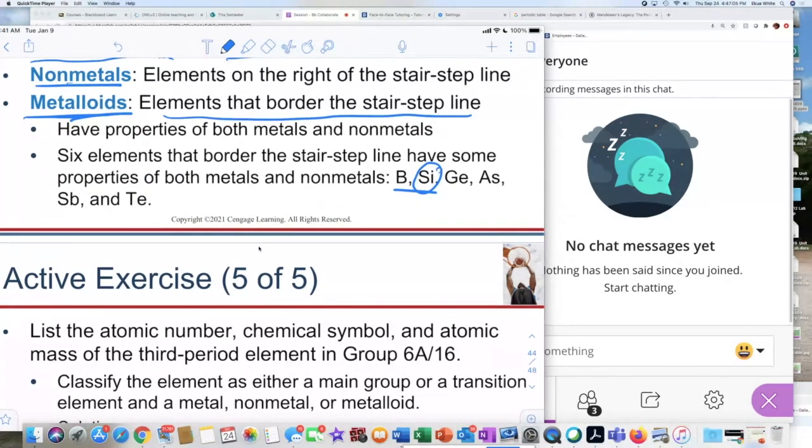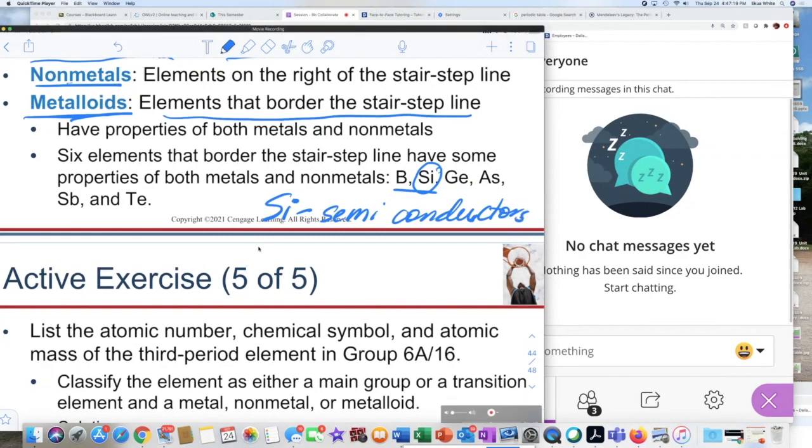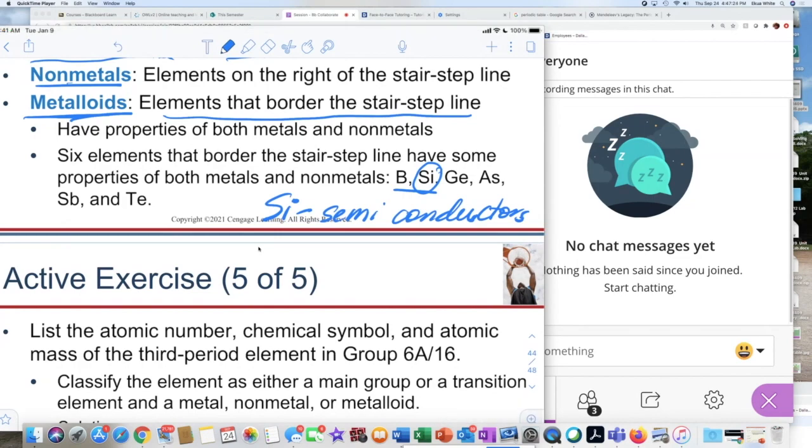Back before the recent days, silicon used to be known for semiconductors. Now we know silicon for other reasons. I won't say, but y'all can read between the lines. My other class said it. And when it's used for that purpose, it's not because it's a semiconductor. It's because of other reasons.